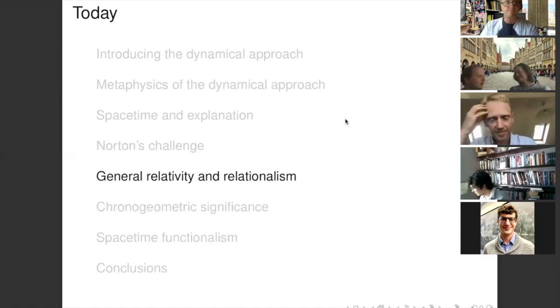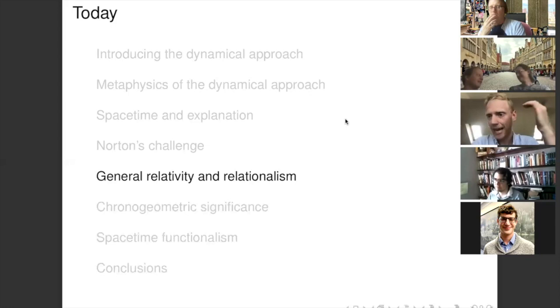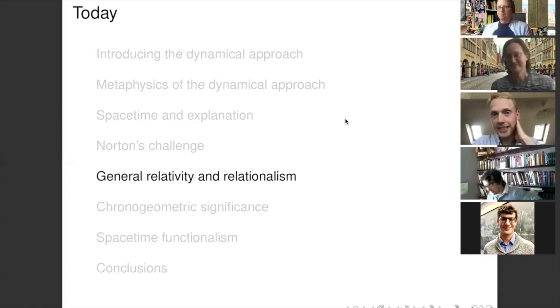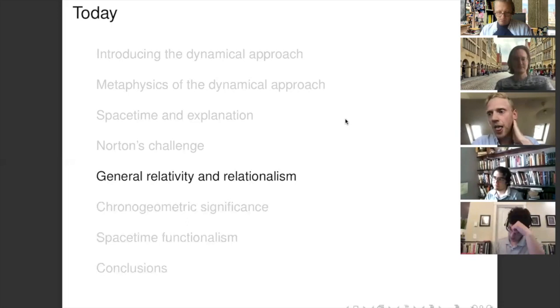Okay, so as Nick said, everything that I've talked about up to this point has been about theories with fixed space-time structure, like Newtonian mechanics or special relativity, in which the space-time structure is fixed once and for all. It's a background object in which physical events to do with matter unfold. Obviously, that changes very much in general relativity, where space-time becomes a dynamical entity unto itself, coupled to matter via the Einstein field equations. That change also changes how the dynamical approach and its opponents play out. So that's what I want to talk about in the second half of the talk.